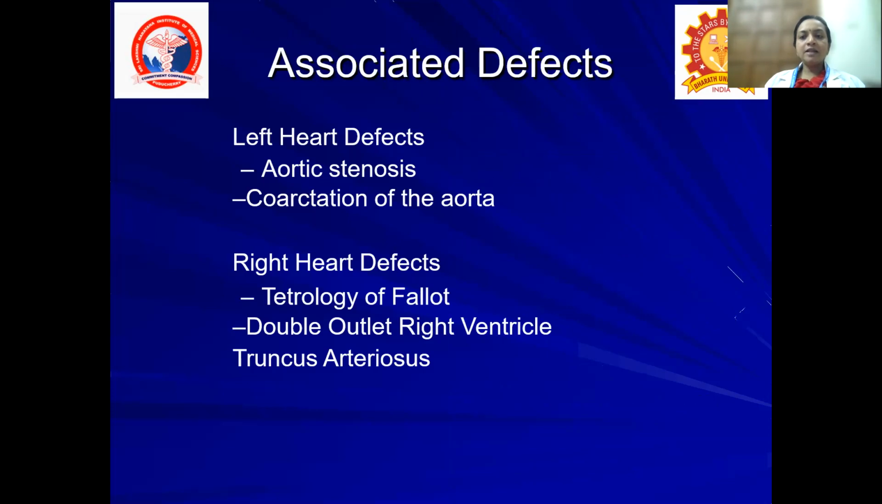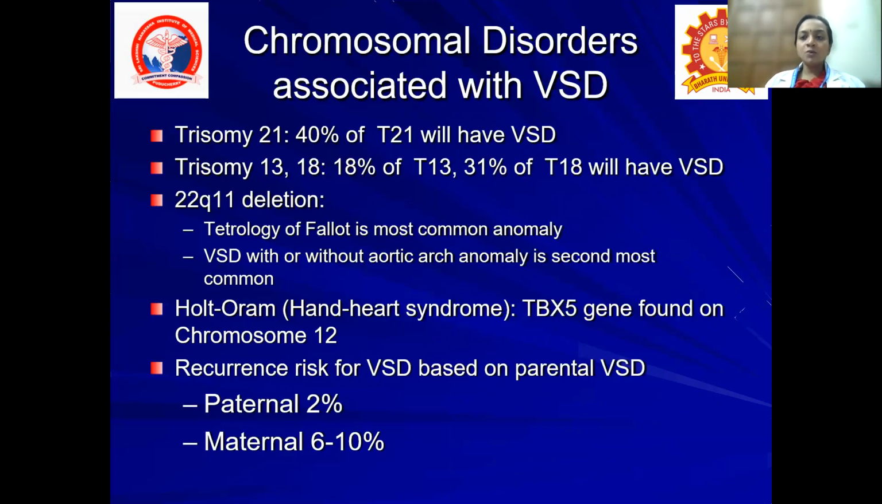Ventricular septal defect could be associated with other heart defects. On the left side, you could see aortic stenosis and coarctation of aorta, or it could be associated with right heart defects such as tetralogy of Fallot, double outlet right ventricle, and truncus arteriosus. It could be seen with chromosomal disorders like trisomy 21, trisomy 13, and trisomy 18. You can also see it in 22q11 deletion, where tetralogy of Fallot is the most common anomaly, and in Holt-Oram syndrome.